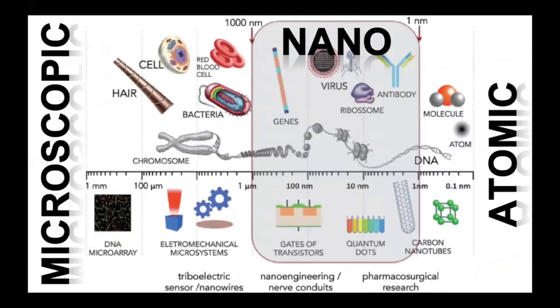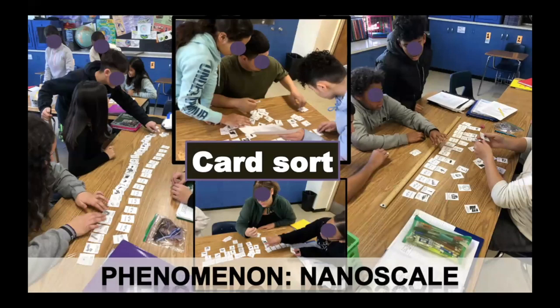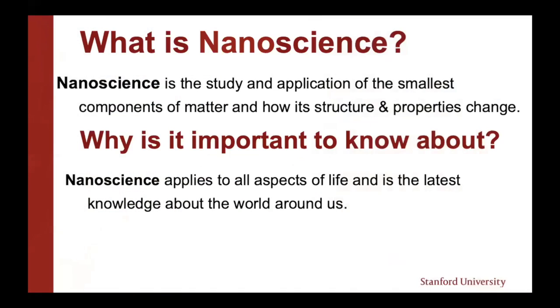So nano is between the microscopic and the atomic levels in terms of size. Starting with the card sort phenomenon being the nanoscale itself. And talking to the kids about the importance of nanoscience. I had never heard of it before last summer. My kids had never heard of it. So why is it important and why does it matter?